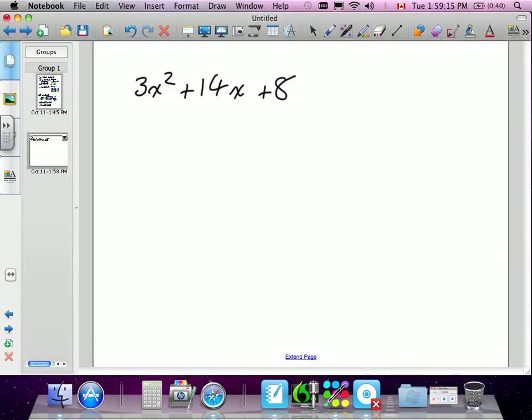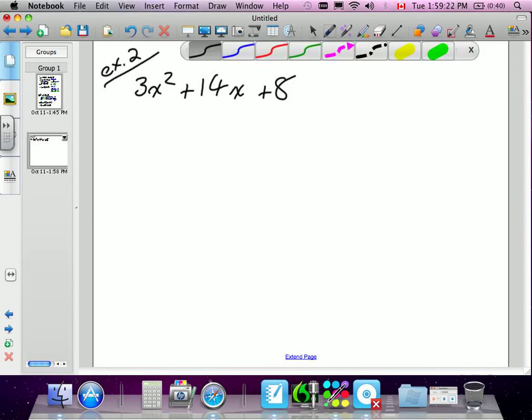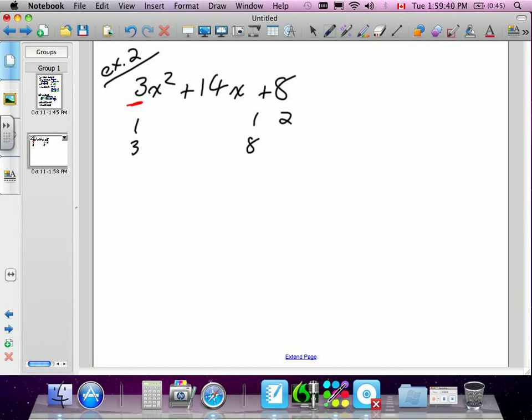Okay, so here's our second example. Like we said before, I'm going to get the factors of my a term, which is our first term. Factors of 3 are 1 and 3. Now, factors of the last term: 1 and 8, and 2 and 4. Those are all my factors.